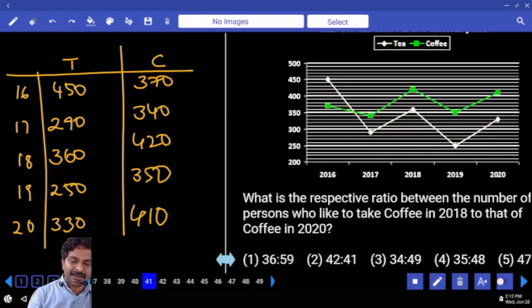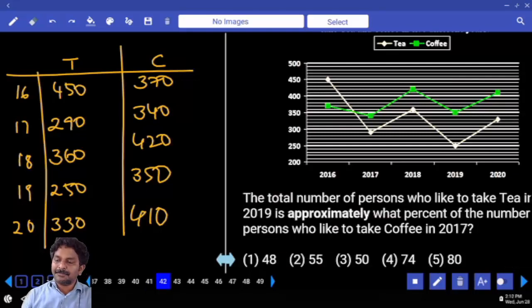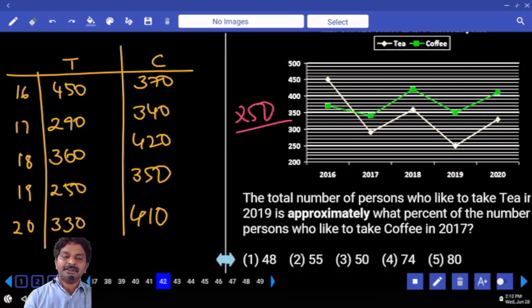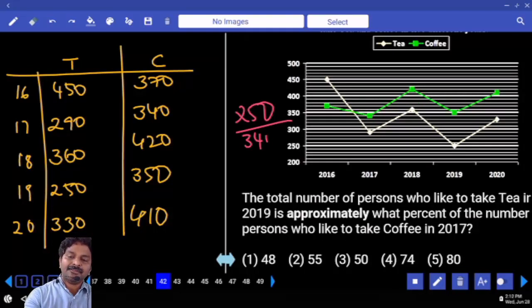Second option. Right? Total number of persons who like to take tea in 2019 is approximately what percent of the persons who like to take coffee in 2017? 19 tea. 250. Coffee 2017. 340. Percentage into 100. Right. So now when you look at options have comfortable difference? Yes or no? What is 50% of the denominator?